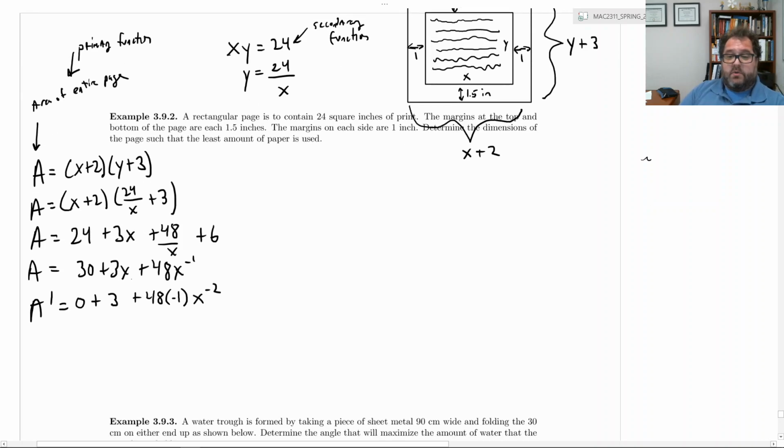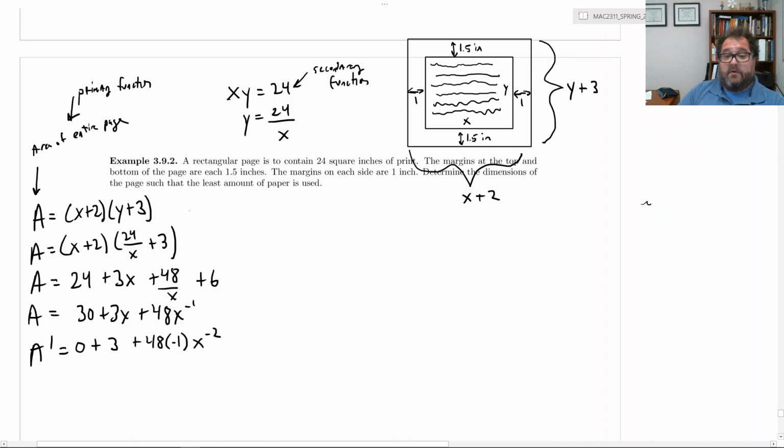Okay, so if we want to now solve A prime equals 0 to find our critical values, since we're trying to optimize here, what is it? It's 3 minus 48 over x squared. I guess I never actually cleaned it up. A prime equals 3 minus 48 over x squared equals 0.